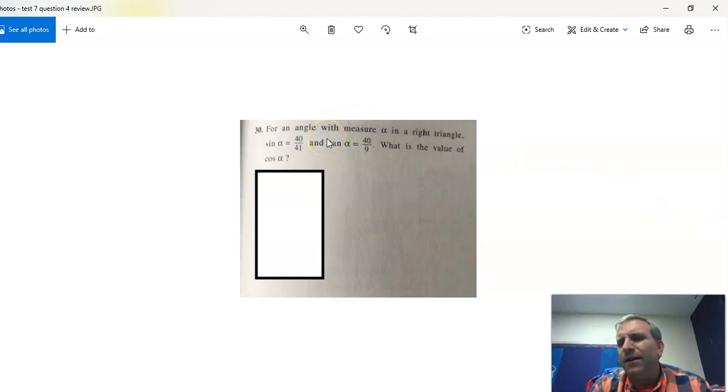This one's asking it a little different. It's saying that the sine of the angle is 40 over 41, and the tangent of the same angle of a right triangle is 40 over 9. So think about it: sine, opposite over hypotenuse; tangent, opposite over adjacent. So what is the cosine? Cosine is, of course, some old hippie: SOH CAH TOA, C-A-H, adjacent over hypotenuse.